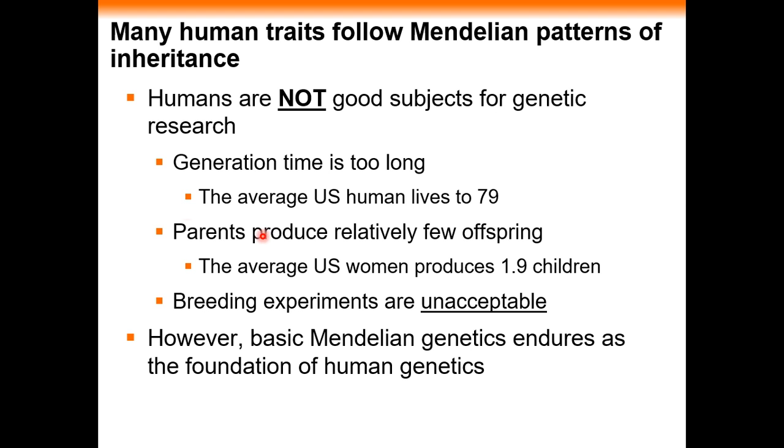Not only that, we don't make a lot of babies, right? The average U.S. woman has 1.9 children. That means for every 100 women, they have about 190 children. So it's kind of interesting to think about. We're not like plants where we pop out thousands of children. We only make 1.9. Not only that, we can't do breeding experiments, right?